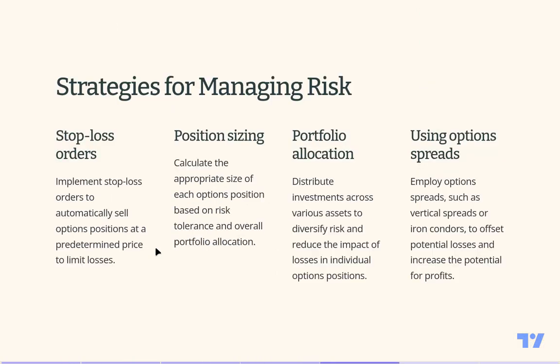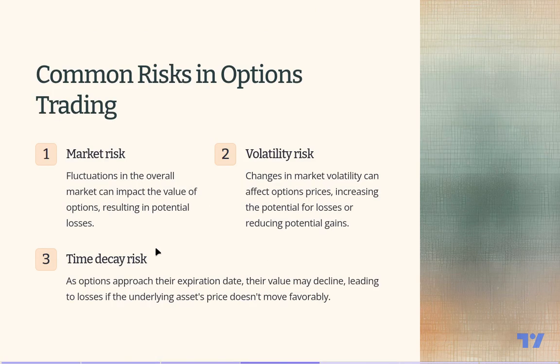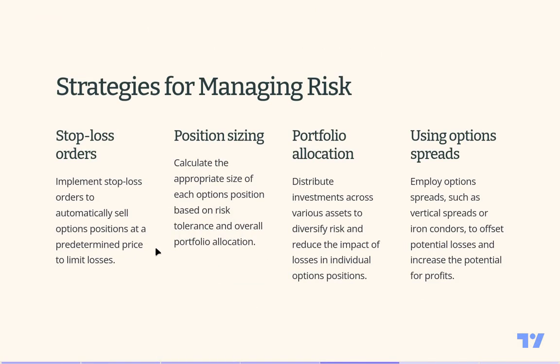What do we have here? Did we miss a step? Oh, no, we did not miss a step. Okay. Strategies for managing risk. We have four strategies right here to help us with managing risk. The first strategy is stop loss orders. You can implement stop loss orders to automatically sell options positions at a predetermined price to limit losses.